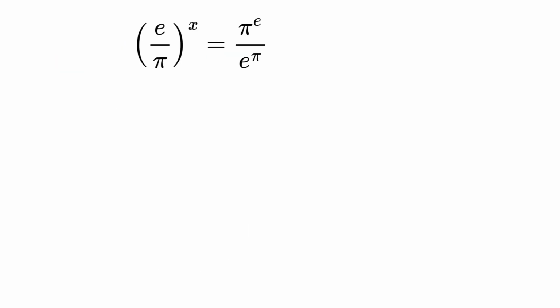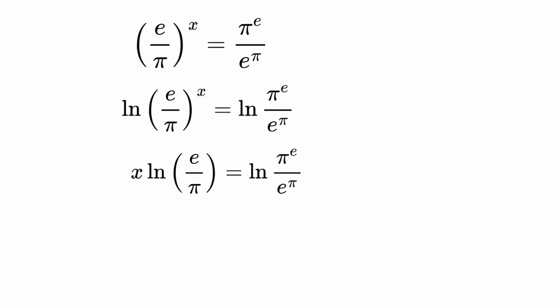Take the natural log on both sides. Then we get ln((e/π)^x) = ln(π^e / e^π). Then we write x ln(e/π) = ln(π^e / e^π). Then x = ln(π^e / e^π) / ln(e/π).